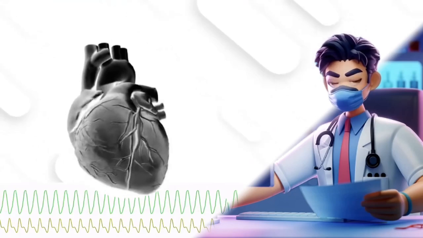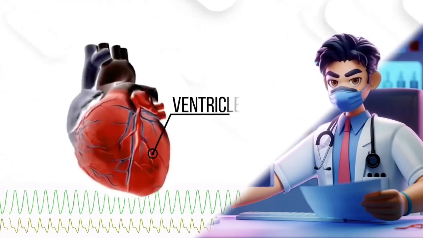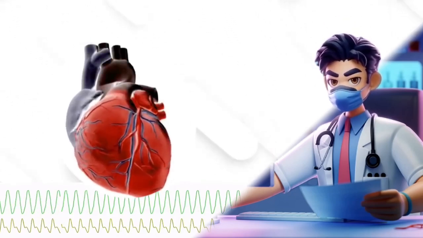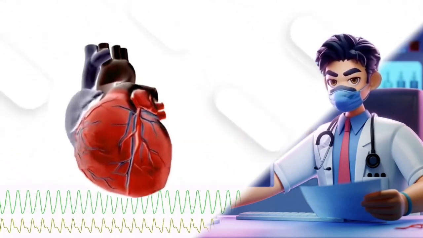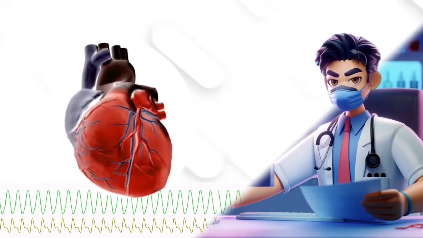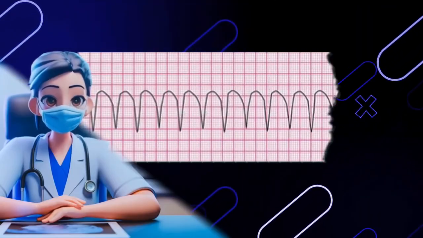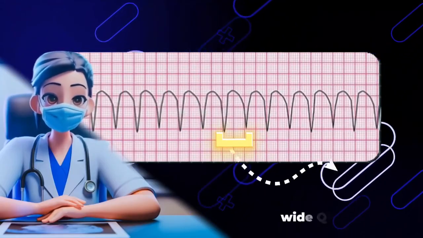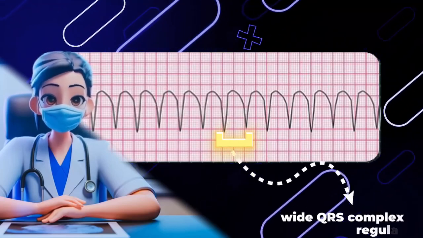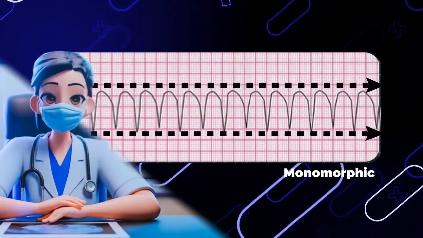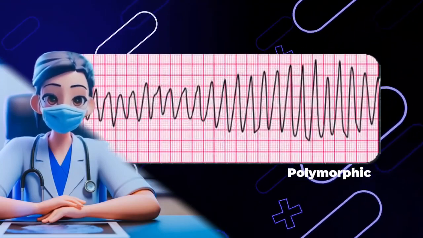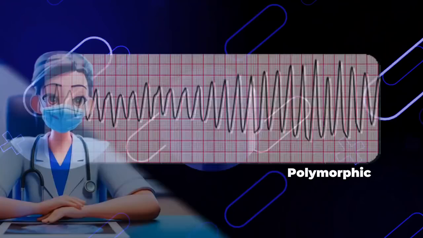Ventricular tachycardia is a rhythm originating from the ventricles, characterized by a heart rate typically above 100 beats per minute. This happens due to abnormal electrical circuits within the ventricles. On the ECG, VT presents as wide QRS complexes, often regular. It can be monomorphic, where all QRS complexes look the same, or polymorphic, where they vary in shape.